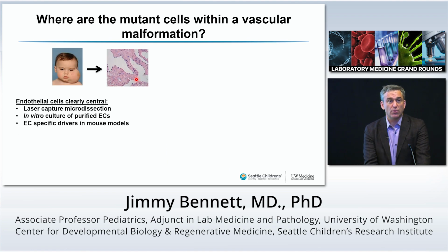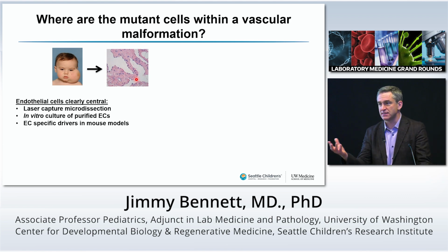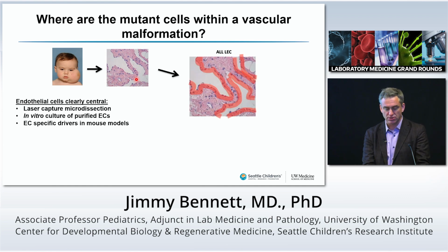Okay, so as far as what we've done to try to address this question of where the mutant cells are, we know from other studies that with laser capture microdissection of endothelial cells in vascular malformation tissues, when you capture the endothelial cells, you can enrich the mutation. So clearly the endothelial cells are concentrating the mutation. It's also known that if you take these vascular malformations and do things like in vitro culture of the endothelial cells, you can enrich for these mosaic mutations. It's also been shown that using mouse models where you drive these mutations using endothelial cell specific drivers, you can recapitulate some of these mutations. So the endothelial cells are clearly important.